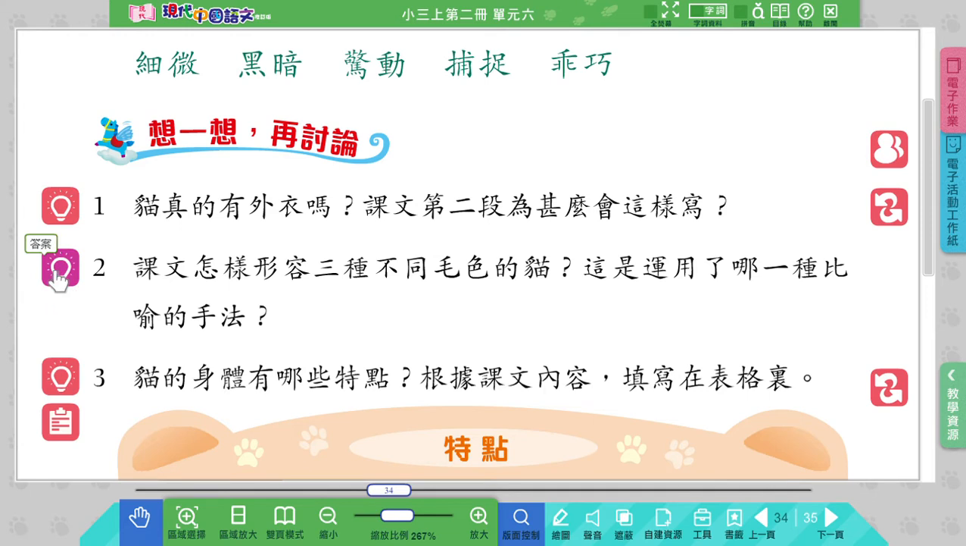Okay, so question 2. 課文怎樣形容三種不同模式的貓? In the chapter, how are the 3 different colored cats described? 這是運用了哪一種比喻的手法? So what skills are used to describe them? Okay, so we go back to the second paragraph again. So what are the 3 different colored cats?